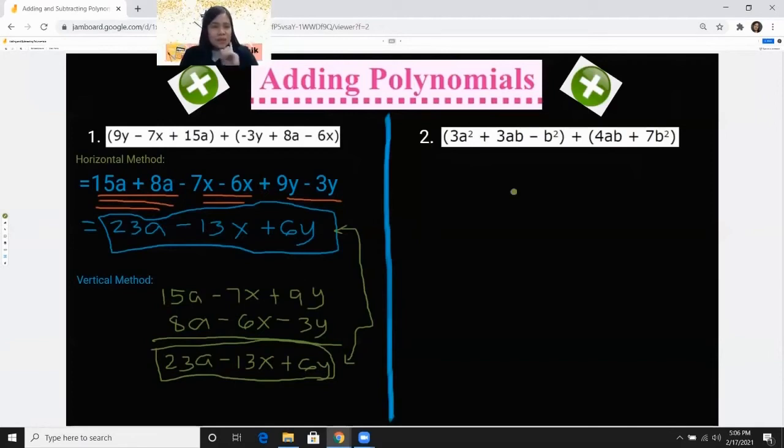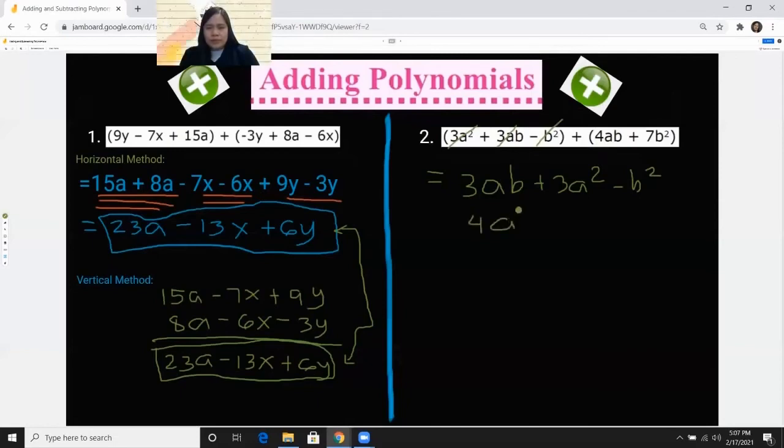So let's do number 2. Let us use the vertical method on this one. Let's start first with the given in number 2. Let us write first 3AB. So we have 3AB in here. And we'll cancel it out so that you will not get confused because we already wrote it. And then we have 3a squared, and then negative b squared. And then on this one, we have 4ab.